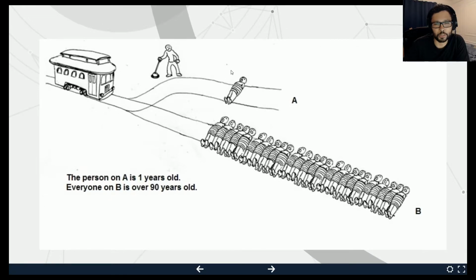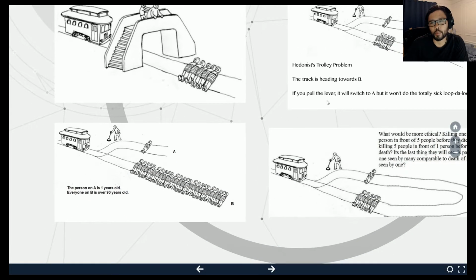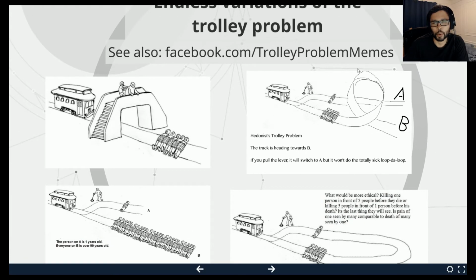There's a lot of variations where you change the characteristics of the people, right? So in this one, the person on track A is 1 year old, and everyone on track B is 90 years old. So they're all going to die soon anyway. This person has their whole life ahead of them. Do you pull the lever or not? Etc. And you can probably make up more trolley problem variations of your own.